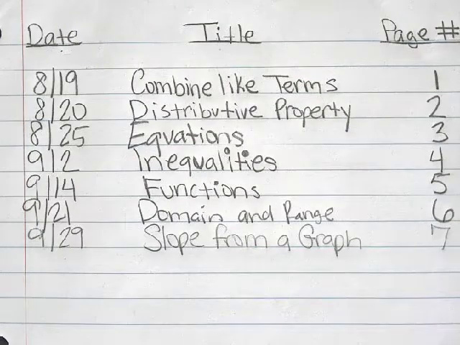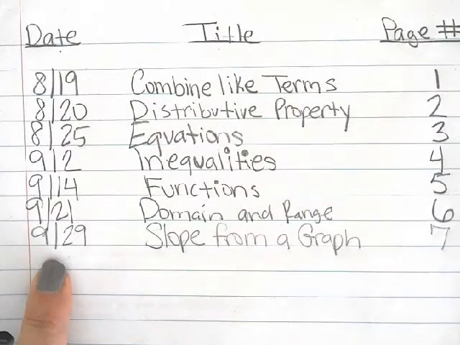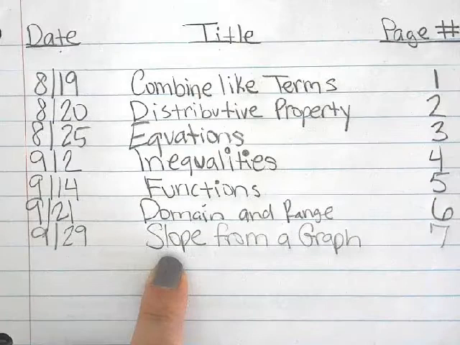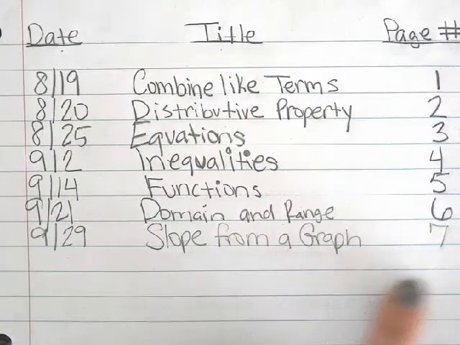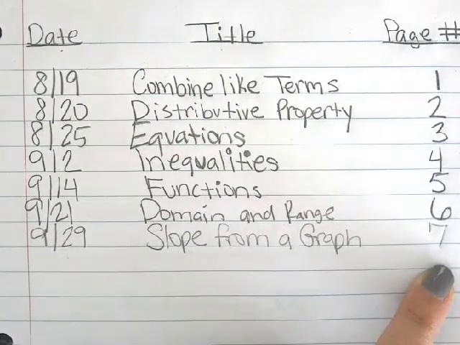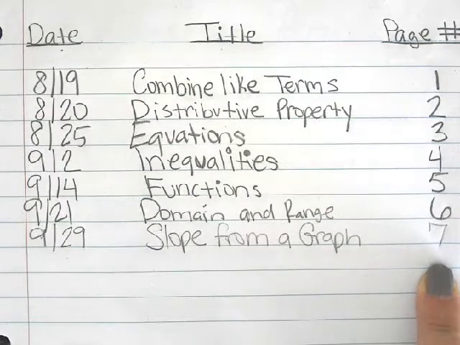Okay, so today we are going to be using our journal. Virtual students, you're going to be one day off from my regular students. So instead of 9-29, you're going to write 9-30 for your date. The title, Slope from a Graph, and we are on page number 7. This is in your table of contents in your composition book or your spiral book.